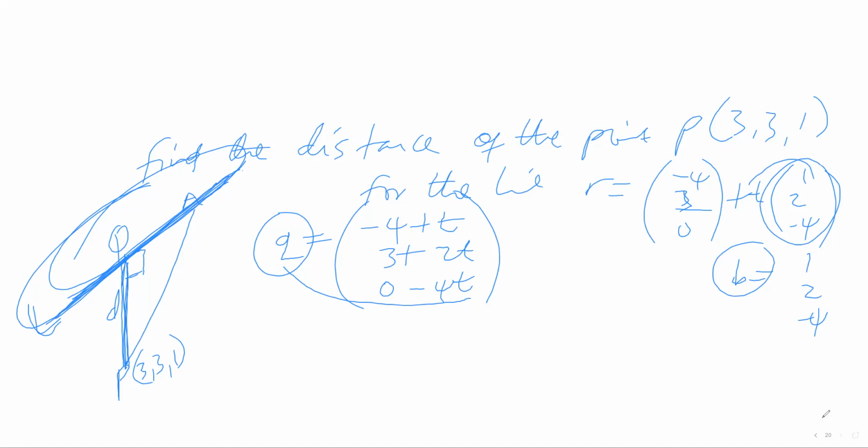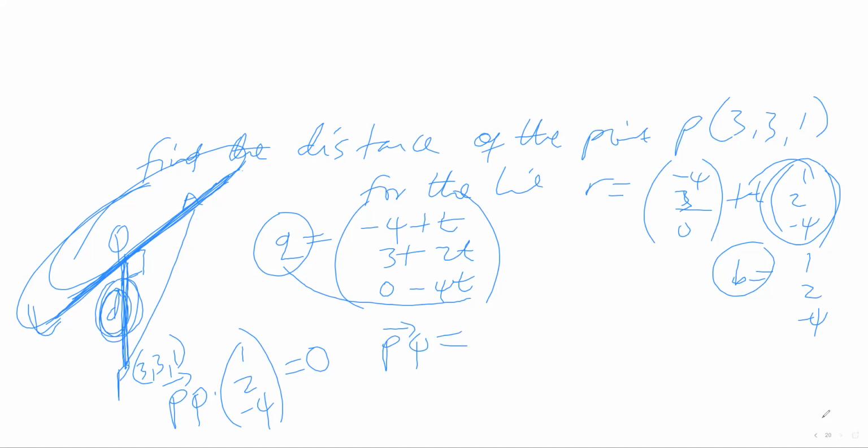So if this PQ, guys, this one here, remember, if they are perpendicular, it means they give us 0, right? This PQ here, multiplying by the direction vector, 1, 2, negative 4, should give us 0, guys. Because they are perpendicular, so they should give us 0. But what is PQ?